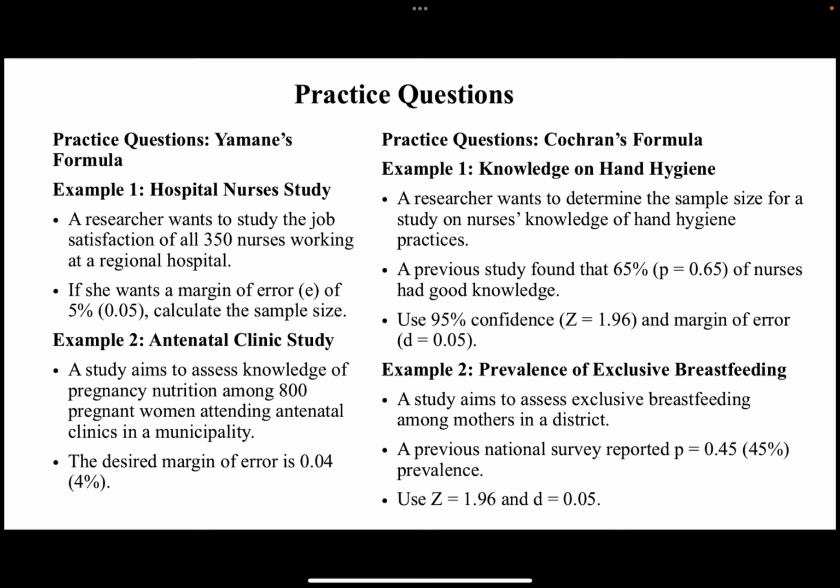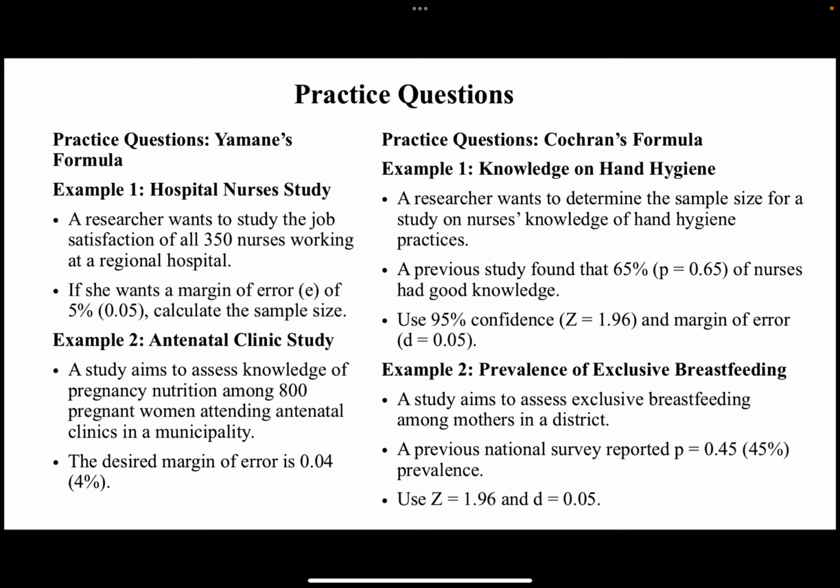So, if that study measured knowledge of nurses on hand hygiene, what was the proportion of nurses that practiced hand hygiene or that had good knowledge on hand hygiene? If their proportion was, let's say, 50%, then use that 50%. That 50% will be your proportion. So it will be 50 divided by what? 100. That will give you 0.50. For example, a previous study found 65% of nurses had good knowledge.